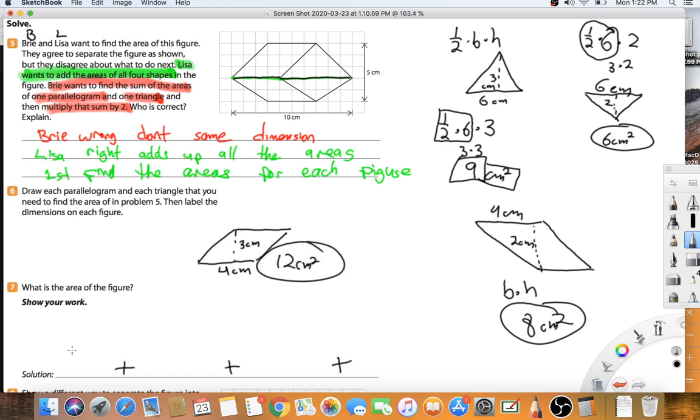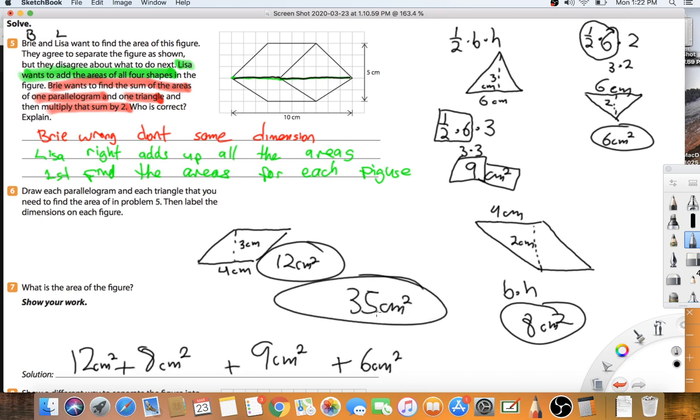So we need to add up all these 4 areas. The 12 centimeters squared, the 8 centimeters squared, the 9 centimeters squared, and the 6 centimeters squared. 29, 35. So our answer would be 35 centimeters squared for a total area. Boom, boom. Next one.